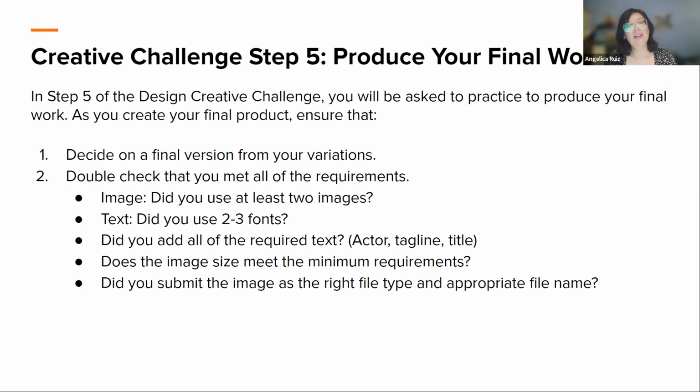And then, did you add all of the required text? So actor, tagline, title, credits. Make sure the image size meets the minimum requirements. That should be already posted. The right file type should be JPEG, and the appropriate file name. Those are all on the submission form. It actually tells you exactly how you should title your work, and you should be seeing V1, V2, V3 for version 1, version 2, version 3.